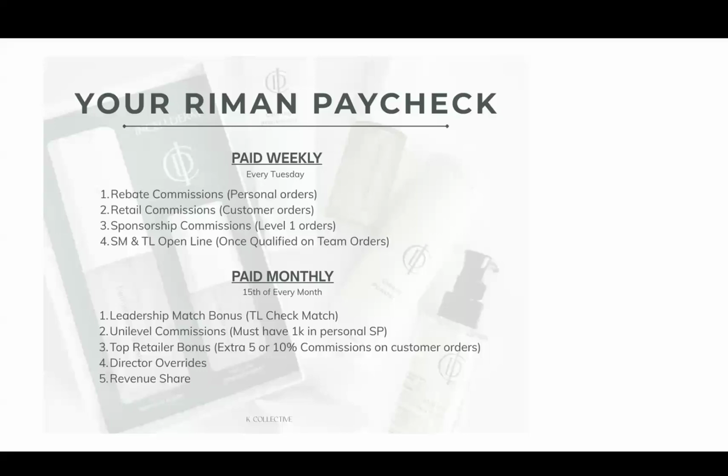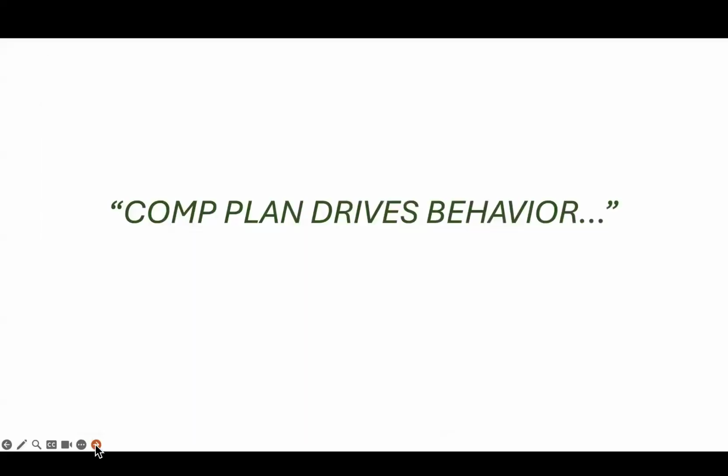Now, paid monthly, once a month, on the 15th of every month, is going to be the leadership team leader check match bonus. Uni level commissions, you must have 1,000 in personal SP to unlock the uni level. Top retailer bonuses. So this is the 5 or 10% extra they give you on top of the retail. That's calculated for the calendar month. Obviously, director overrides and rev share as well. Okay. So just keep in mind, as a bullet point, we get paid weekly and we get paid monthly.